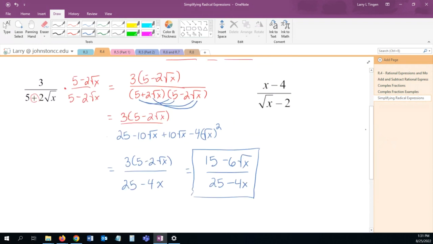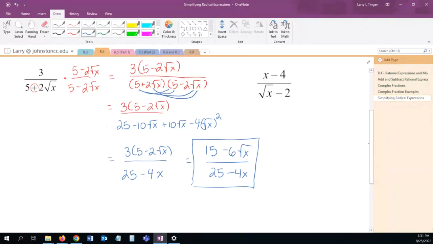Whether we realize it or not, we kind of let how ugly an answer is determine if we think it's right or not. Don't let that fool you in here. Rationalizing the denominator can make some nasty things appear. All right. So how about this next problem?